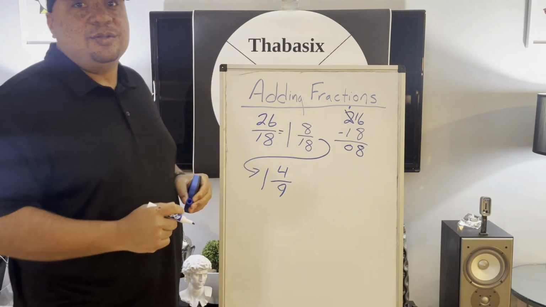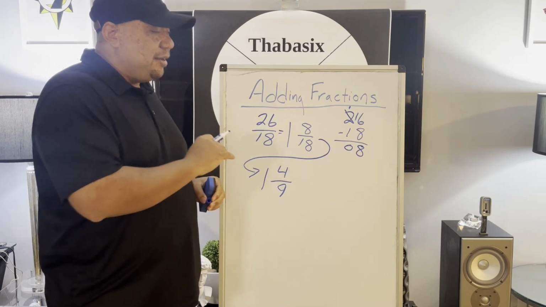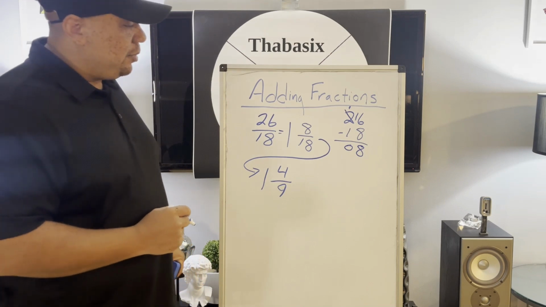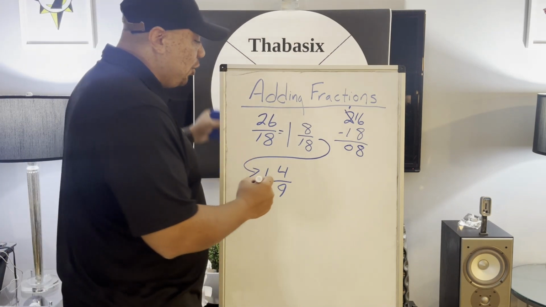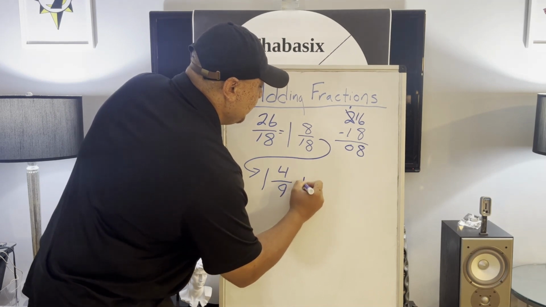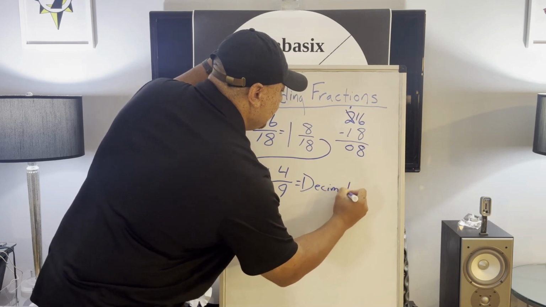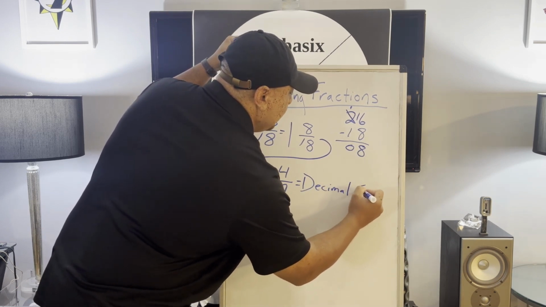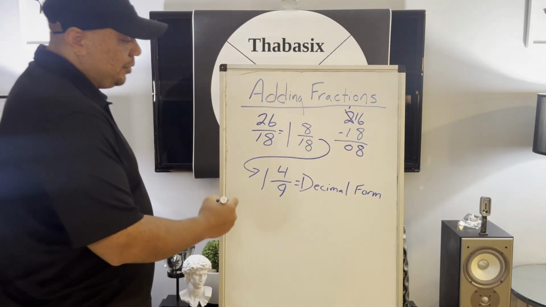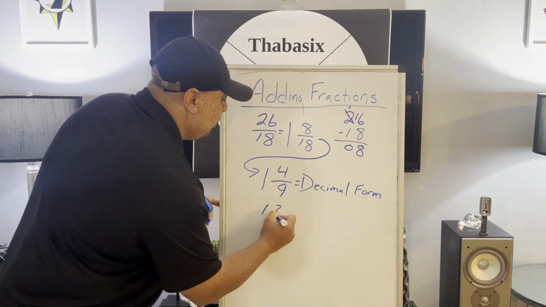Okay, so that's basically what I wanted to get into for this week. Next week, I want to turn this mixed number into decimal form. How do we turn this into decimal form? Okay, so we know it will be 1 point. I'll put a couple of question marks here.